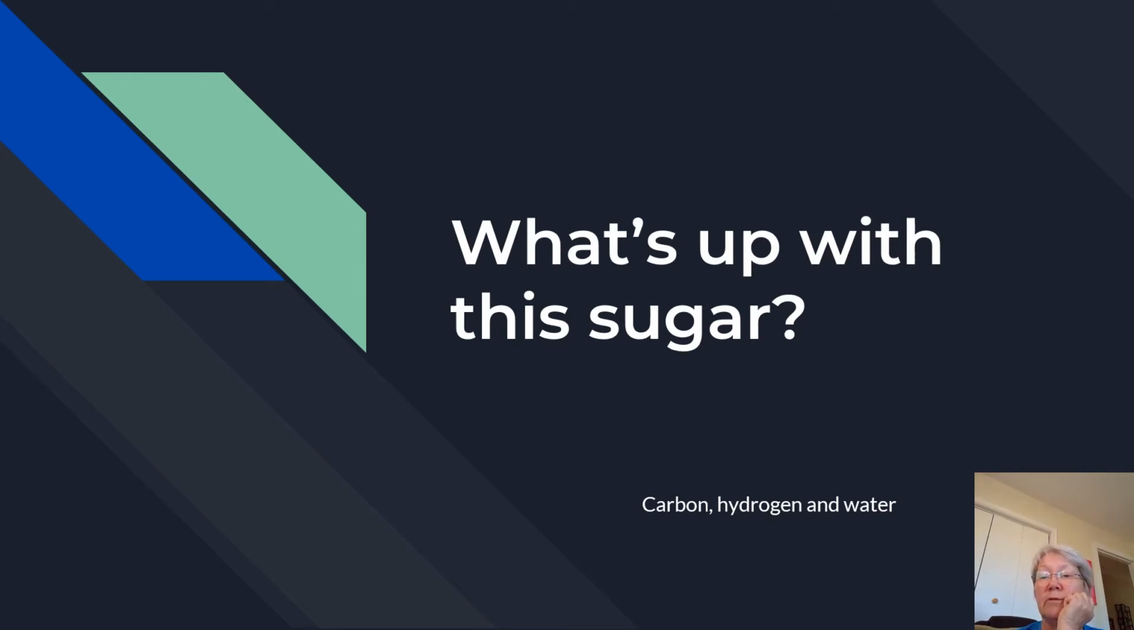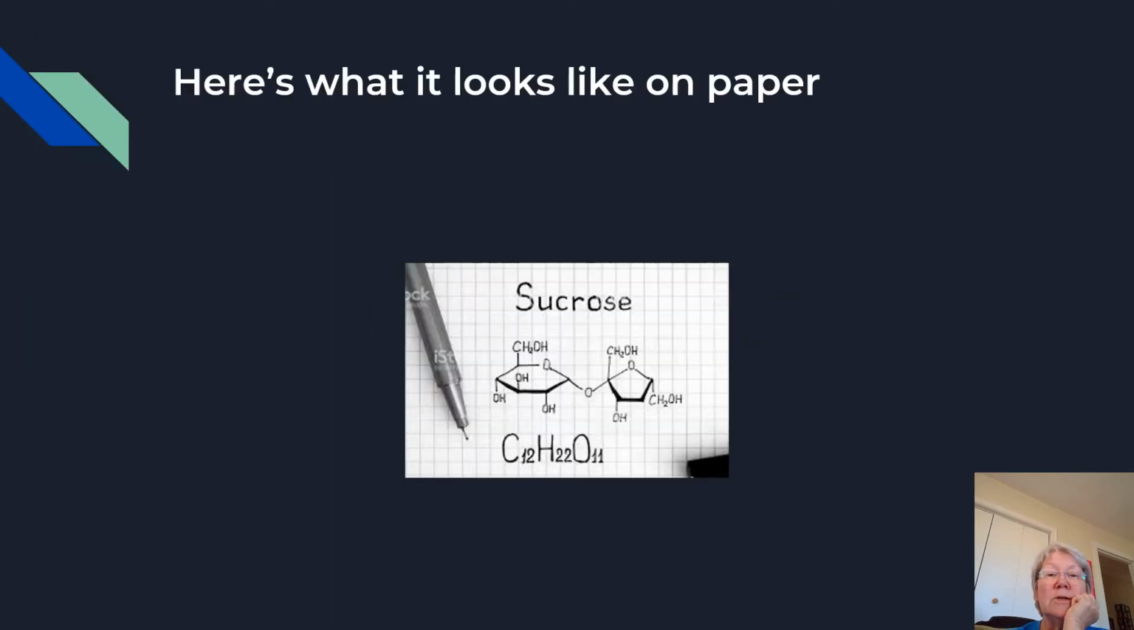not water, my fault. All right, so here's what it looks like on paper. This is a molecule of sucrose. Sucrose is a fancy name for table sugar. So notice that those little numbers down there indicate how many atoms are in this molecule of table sugar. So there are 12 carbons, there are 22 hydrogens, and there are 11 oxygens.